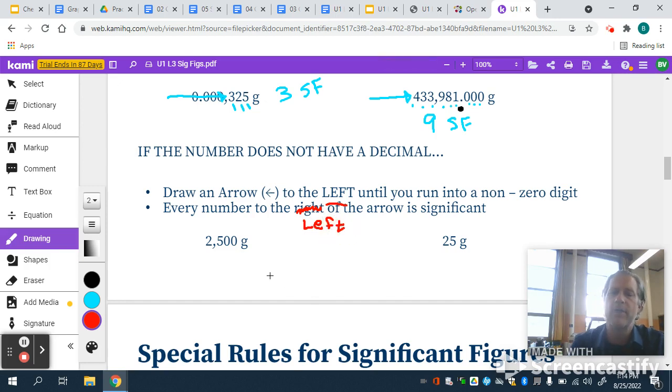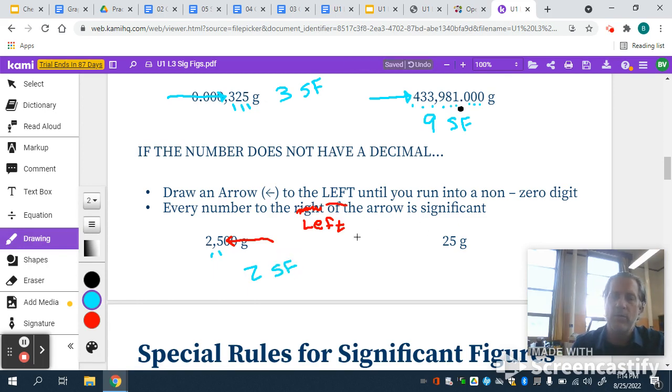Okay. And every number to the left of the arrow is significant. So here I have 2,500 with no decimal. So I'm going to draw an arrow coming in from the left, and I run into the non-zero digit 2,500. So that tells me that the 2 and the 5 are significant. So this number has 2 sig figs.